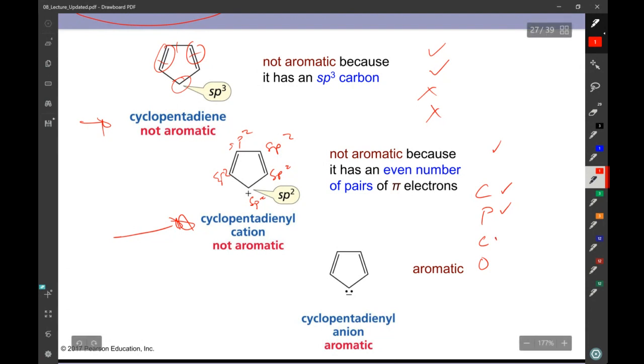Yes, it is conjugated. I have a double, single, double. But technically, it's not fully conjugated. Remember, they said fully conjugated, okay? But yes, it is conjugated. Now, in terms of odd number of electron pairs, it doesn't have an odd number of electron pairs because I have 1 and I have 2. Does that make sense? So it fails the test.